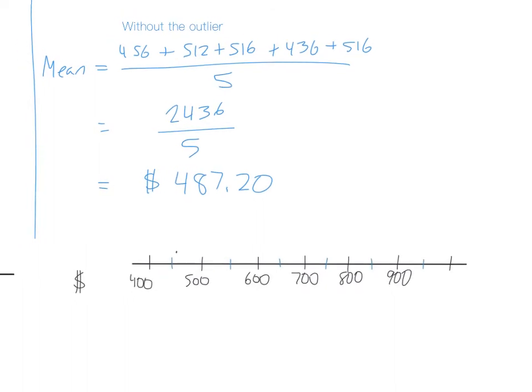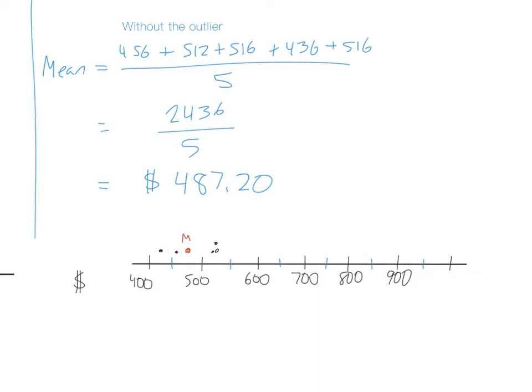Again, let's graph these things. 456, 512, somewhere there, 516, 436, again back kind of there, and then another 516. Now let's graph our mean. $487.20. So 500's there, 450's there, so it's going to be kind of right there. That's the mean. That seems to make a lot more sense, right?